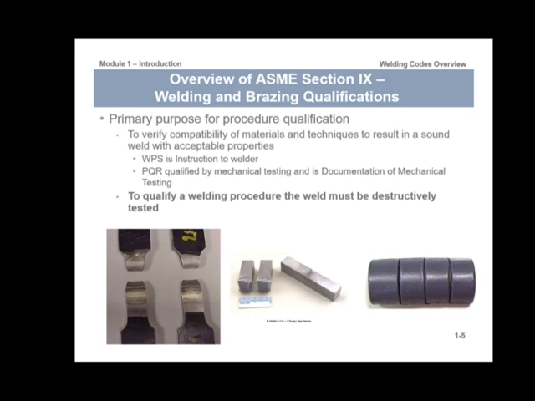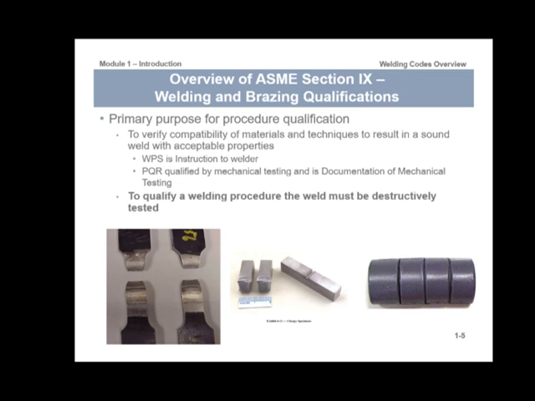Overview of ASME Section 9, welding and brazing qualifications. The primary purpose for procedure qualification is to verify the compatibility of materials and techniques to result in a sound weld with acceptable properties. The WPS is the instruction to a welder, and the PQR is qualified by mechanical testing and is documentation of mechanical testing. So to qualify a welding procedure, the weld must be destructively tested.